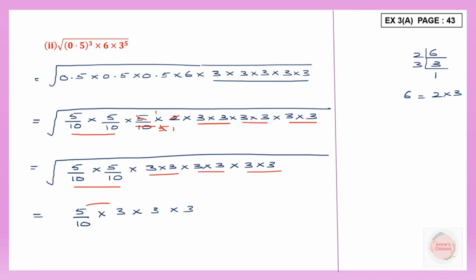So when you multiply, 5 threes are 15, 15 threes are 45, 45 threes are 135. So what do we get here? We get 135 by 10. Now can you see, because 10 is the denominator, it's easy to make it a decimal number. So when you divide a number by 10, just move the point to the left by one place because there's one zero. For a whole number, the point is after the number. So now you move the point one place to the left. So what do we get? 13.5. So this is our answer. The square root of the question given to us is 13.5.